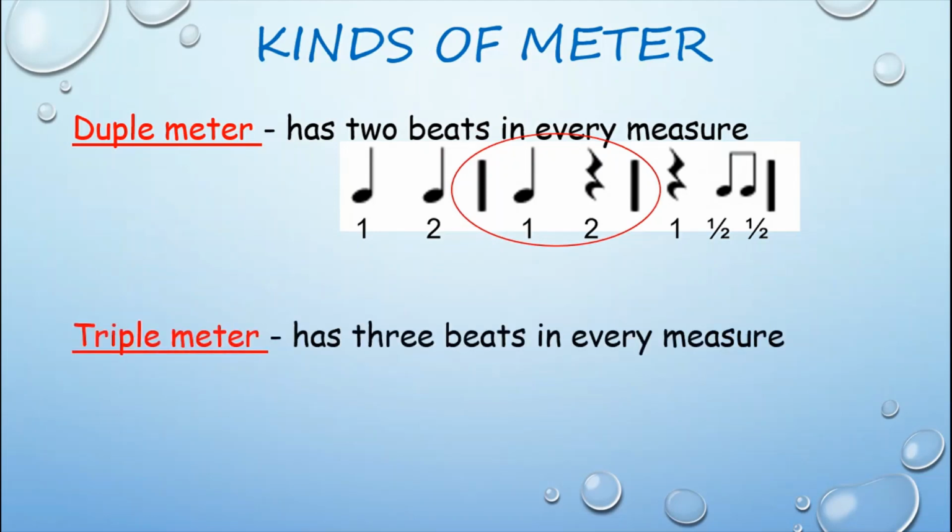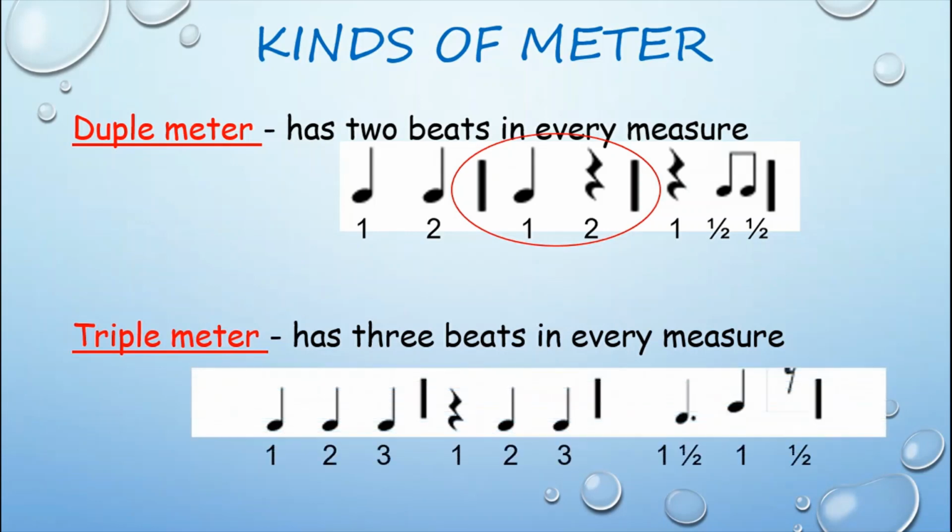Very good. While the triple meter has 3 beats in every measure. Ito yung 3/4 time signature. Every measure has beats of 1, 2, 3, 1, 2, 3, or 1 and a half, 1 and a half. So, 1 and a half, 1 and a half, it has the equivalent of 3 beats. Nakuha po ba? Pag double meter, we have 2 beats. Triple meter, we have 3 beats. Double meter, 2/4. Triple meter, 3/4.